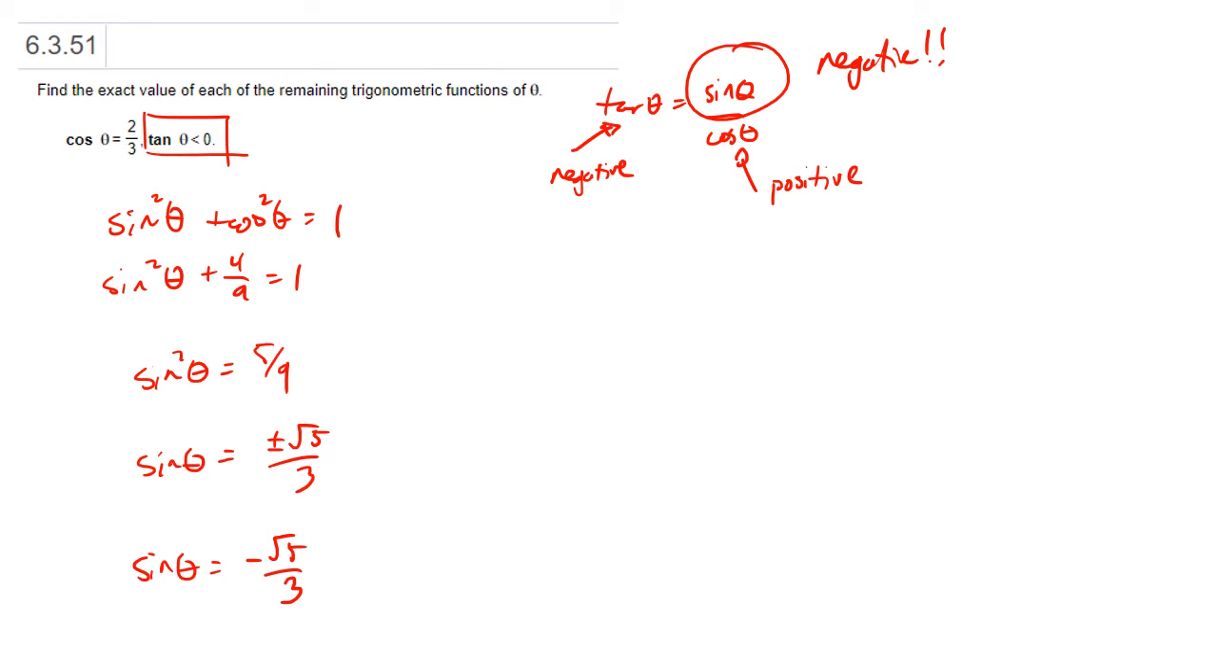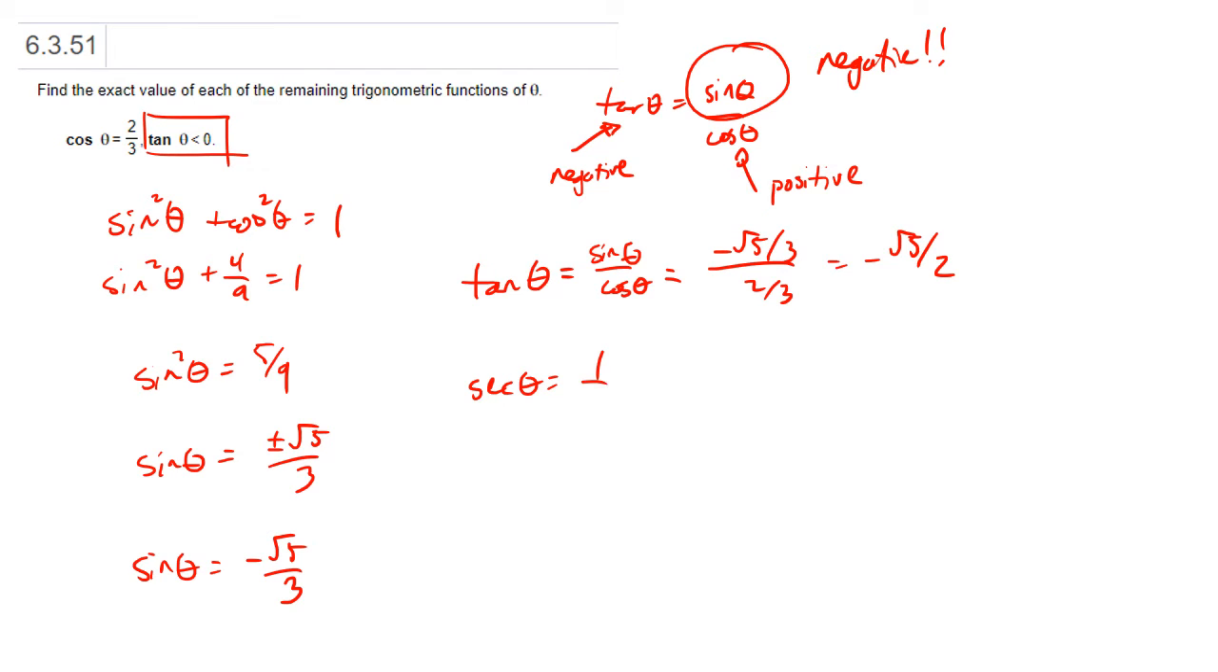Now I have a sine value and a cosine value, so I can just go right ahead and say tan of theta is sine theta over cos theta. This is negative √5 over 3 over 2 over 3, or negative √5 over 2. Secant of theta is 1 over the cosine of theta. Since cosine theta is 2/3, this is just 3/2. Cosecant of theta is 1 over sine. Sine theta was minus √5 over 3, so this is minus 3 over √5. If you don't like radicals in the denominator, negative 3 √5 over 5.